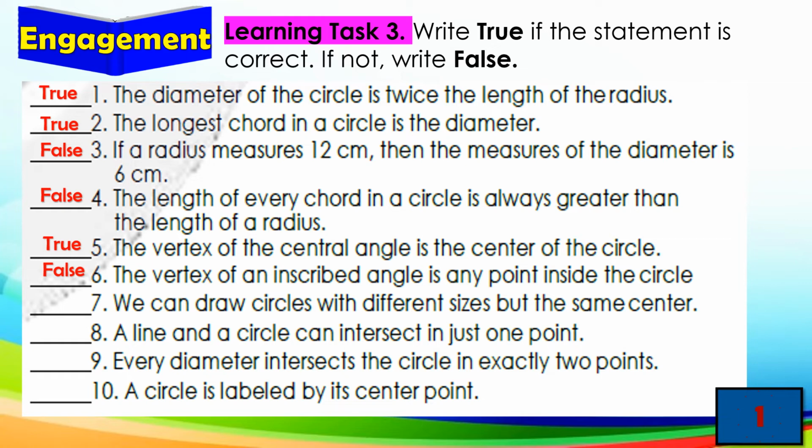Number 6, if your answer is false, you are correct. Number 7, if your answer is true, then you are correct. Number 8, the answer is also true. Number 9, the answer is false. And number 10, if your answer is true, then you are correct.